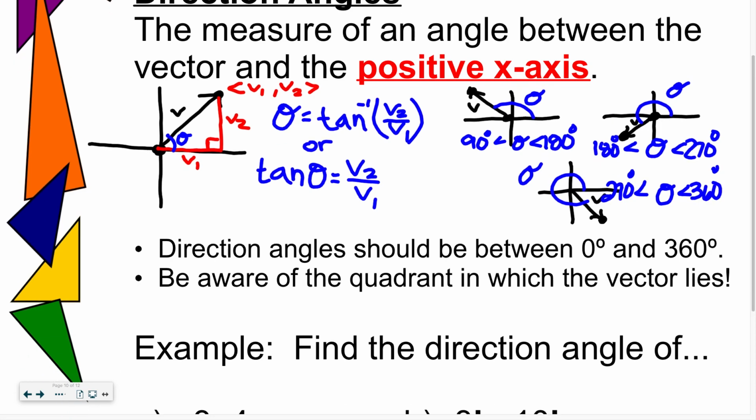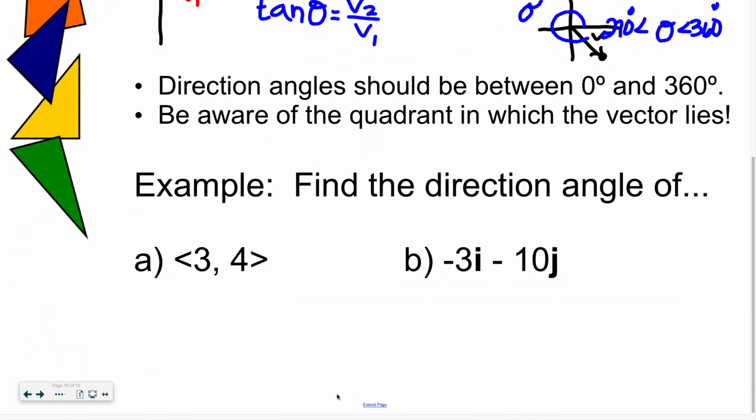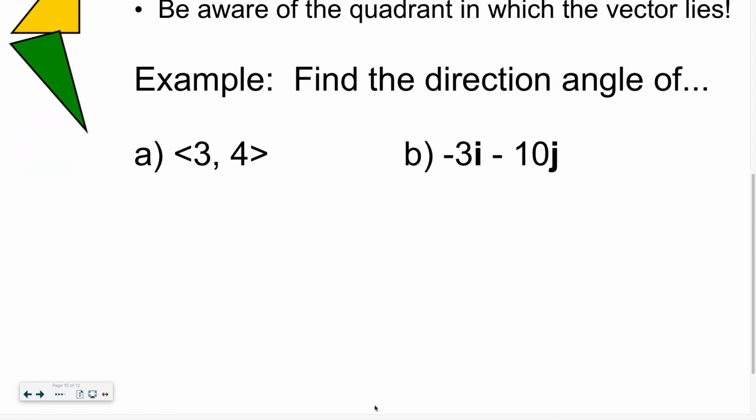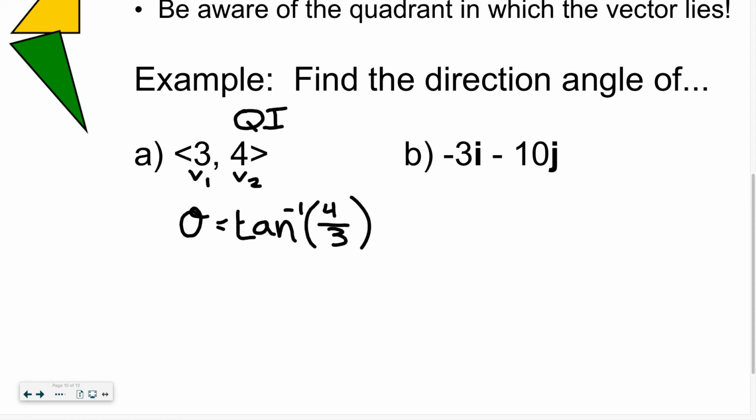Let's find a direction angle for 3, 4. Can you just mentally picture what quadrant 3, 4 is in? First quadrant. So think about what your answer should look like. If you're in quadrant 1, your angle should be between 0 and 90. This is my v sub 1, this is my v sub 2. I know that theta is the inverse tangent of 4 over 3. If you know that, we're going to use it so much in the next sections, then you don't have to draw a picture. But if you're unsure, you can always draw yourself a picture.